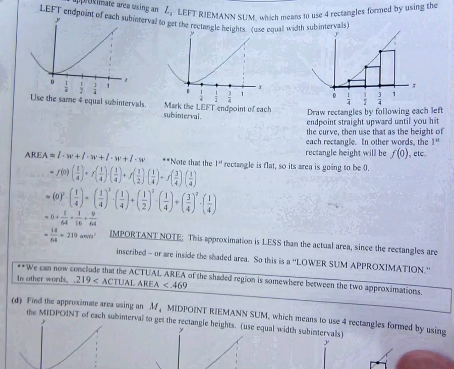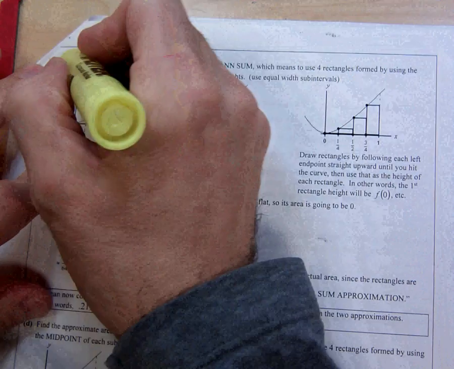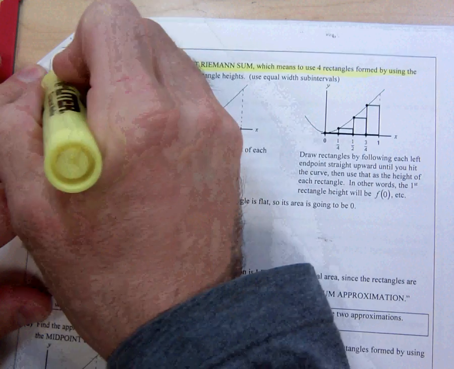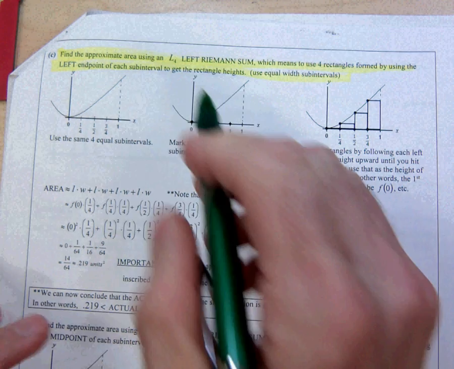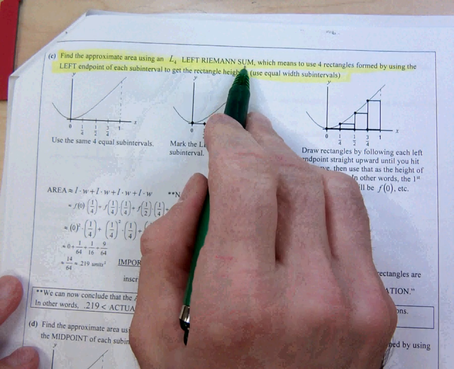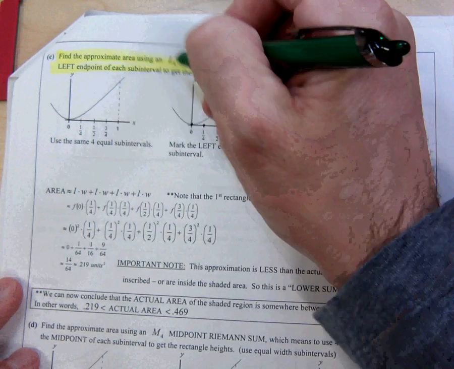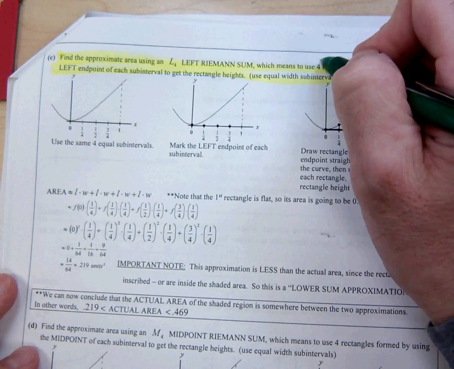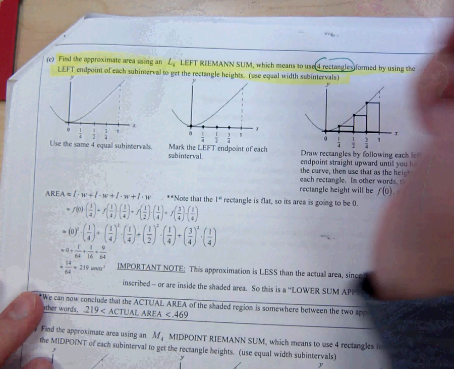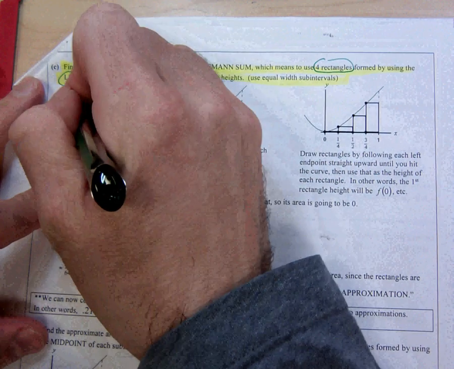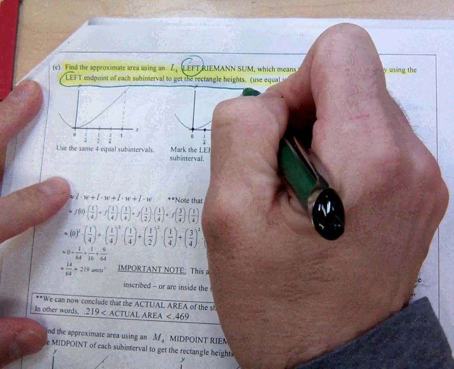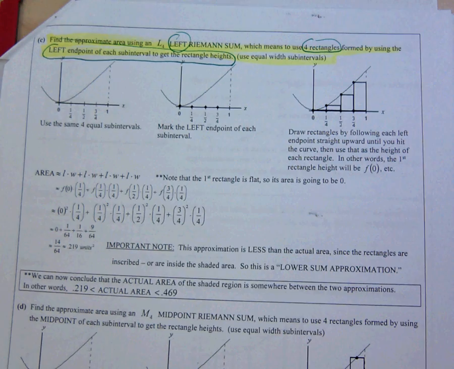Okay, now in part C here, I'm going to change things up. Now I want to approximate the area under the curve using what we call an L4 left Riemann sum. So again, the 4 tells you to use 4 rectangles again, but this time I'm going to find the left Riemann sum. And so that means you're going to use the left endpoint of each subinterval to get the rectangle heights.